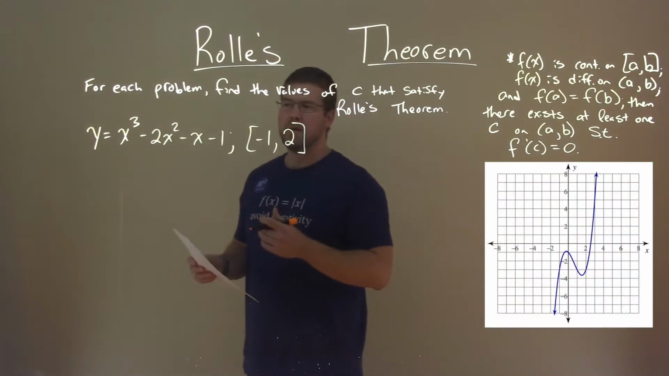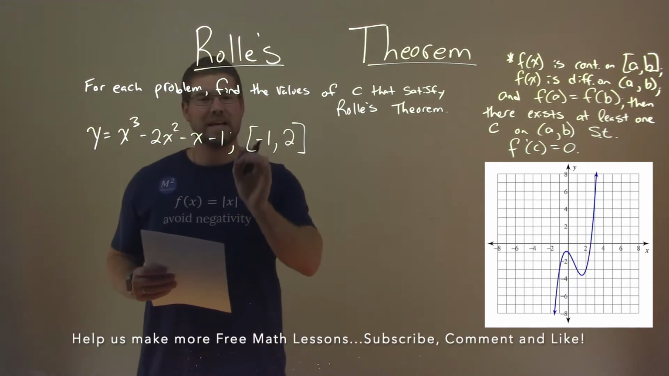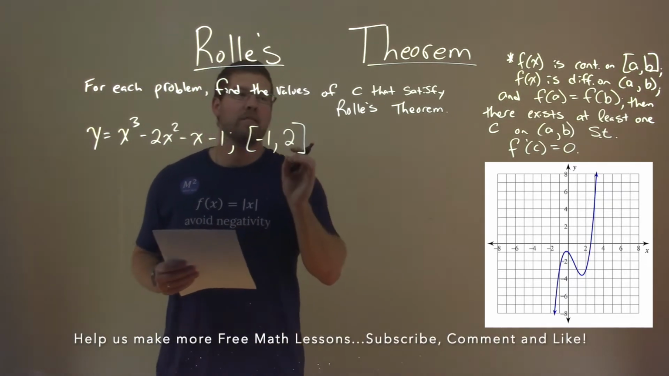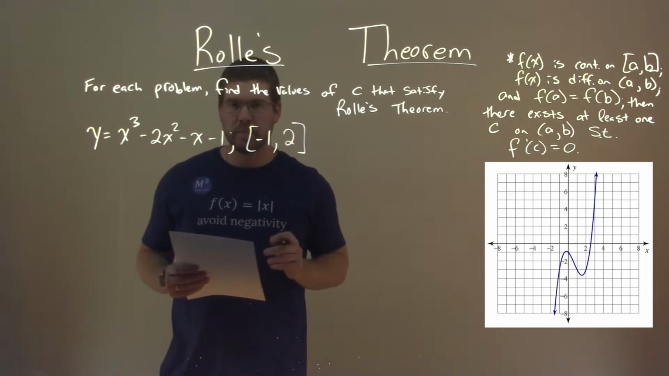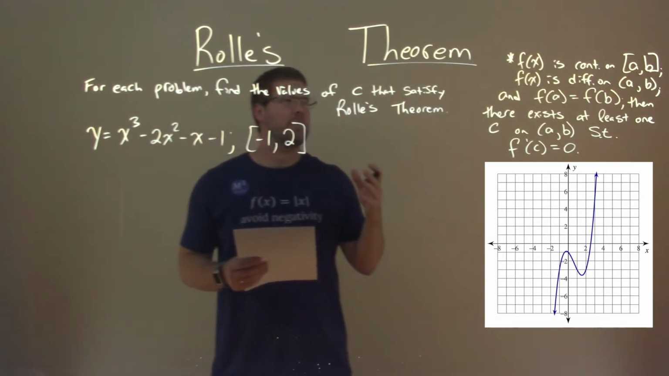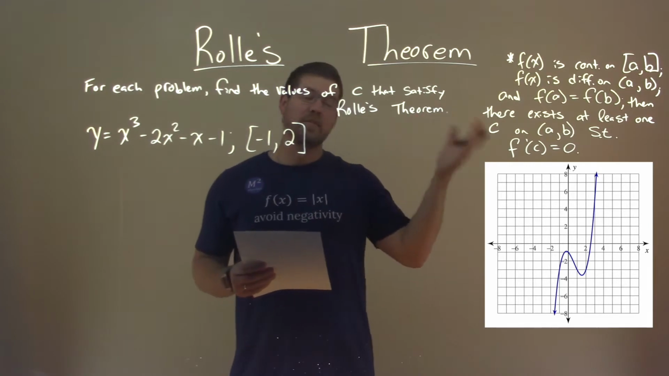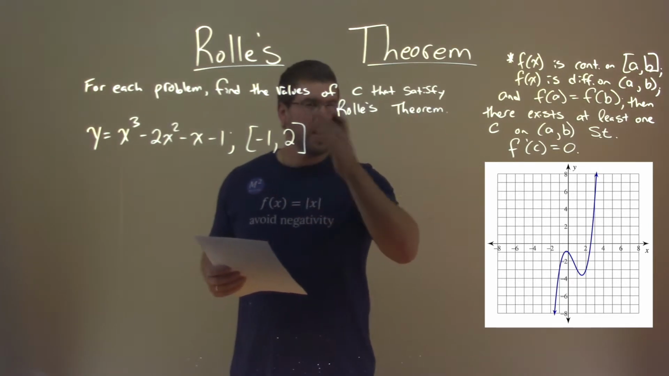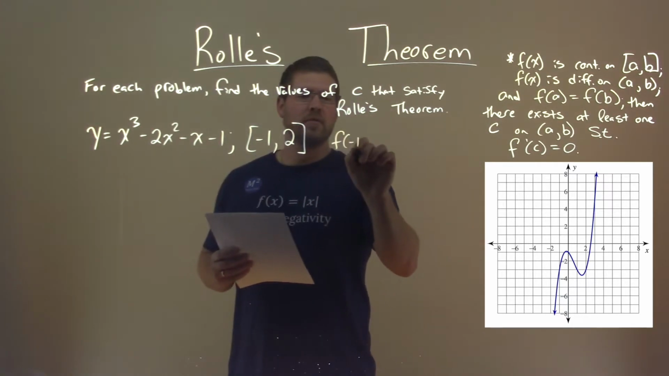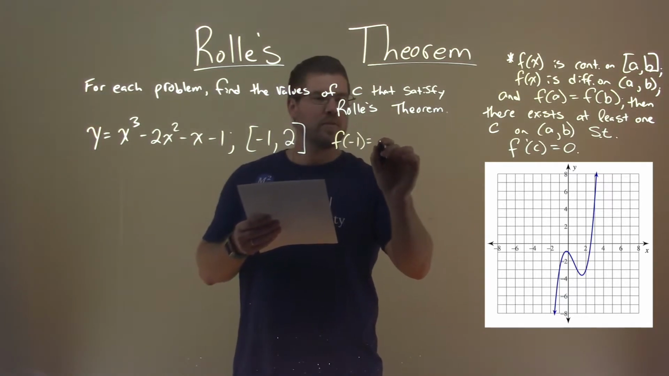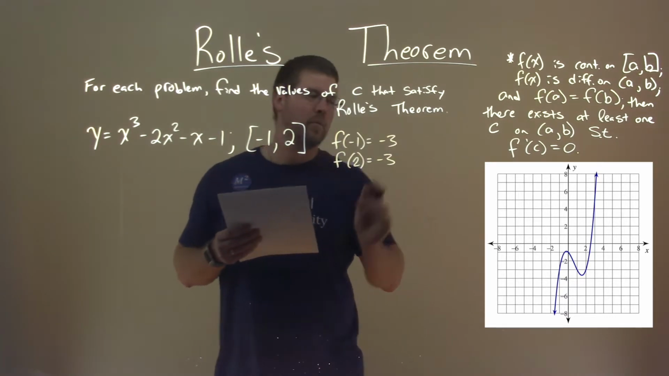We're given this problem right here. y equals x to the third power minus 2x squared minus x minus 1, and we want to find the value of c that satisfies Rolle's theorem on the interval from -1 to 2. Well, for Rolle's theorem to apply, we have to find: is f(x) continuous on a to b? It is. Is it differentiable on a to b? It is. And f of a equals f of b, and I found those values for you. f of -1 is equal to -3, as well as f of 2 is equal to -3.